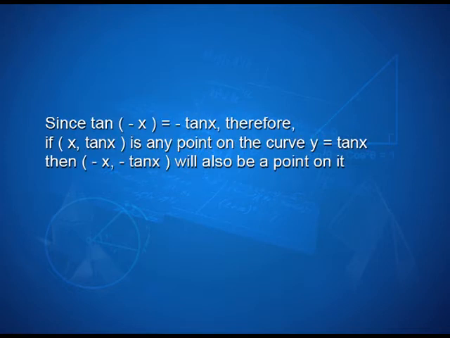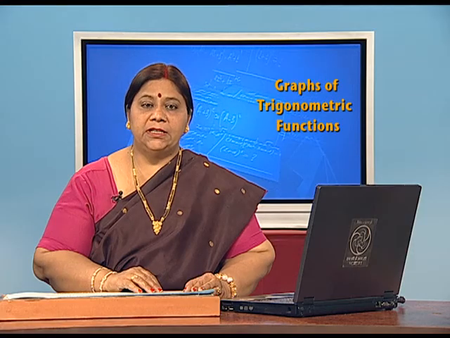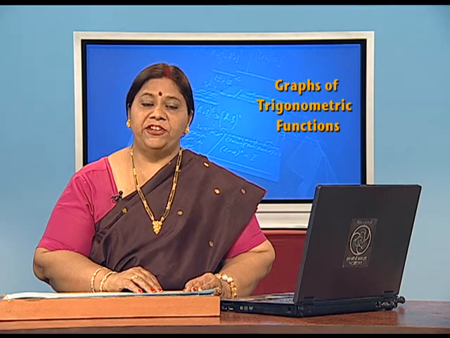Since tan of minus x is equal to minus tan x, therefore, if x, tan x is any point on the curve y is equal to tan x, then minus x, minus tan x will also be a point on it. This means that the graph is symmetric in opposite quadrants.